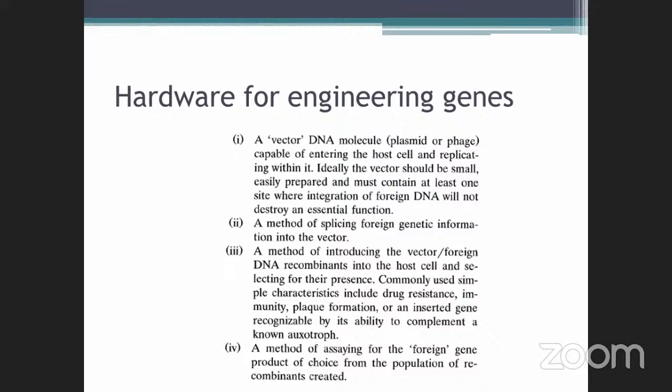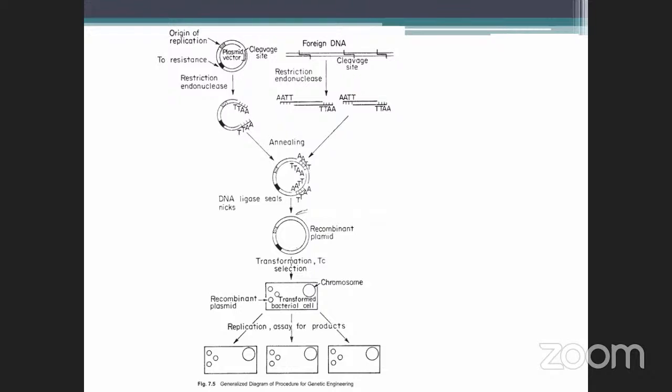The vector, a plasmid or a phage, is required. Foreign genetic information is inserted into the vector, that means the particular methods through which you can produce the recombinant vector. Then at last you also require the cutting and joining enzymes, DNA enzymes like restriction nuclease, ligase, and finally the host cell. So this is the diagrammatic procedure of genetic engineering.